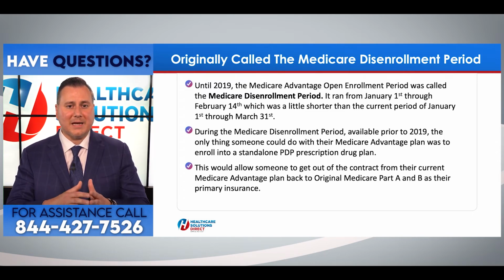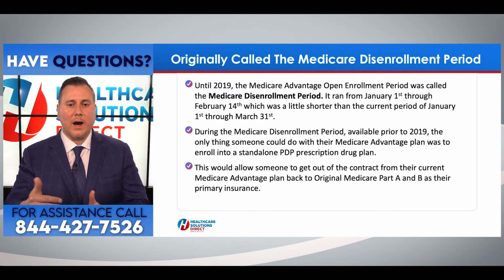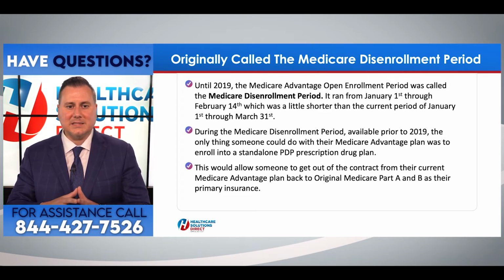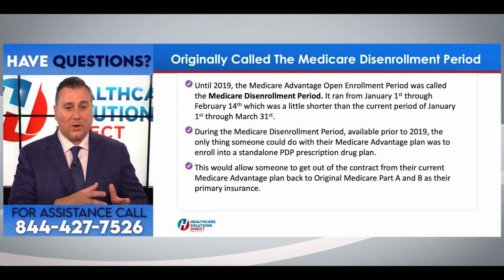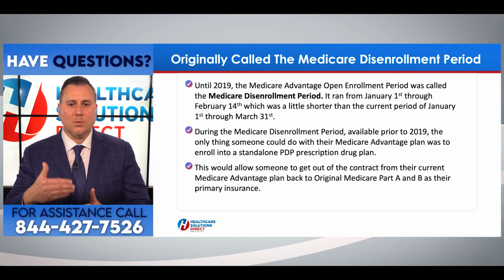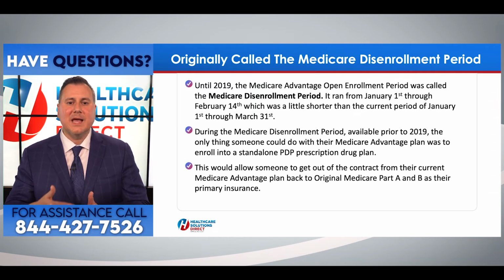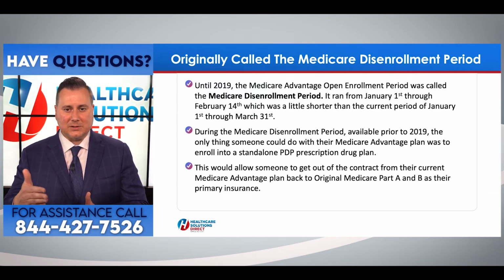So we're going to talk about what happened prior. During the Medicare Disenrollment Period that was available prior to 2019, the only thing someone could do with their Medicare Advantage plan was to enroll into a standalone PDP prescription drug plan. That's all that they could do. This would allow someone to get out of the contract from their current Medicare Advantage plan back to original Medicare Part A and B as their primary insurance.